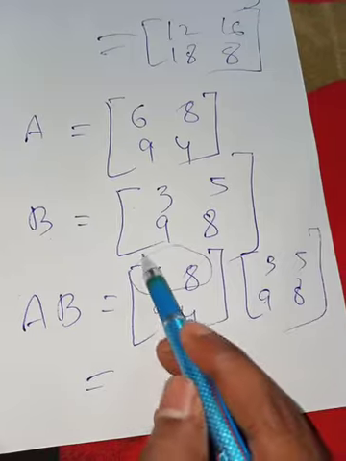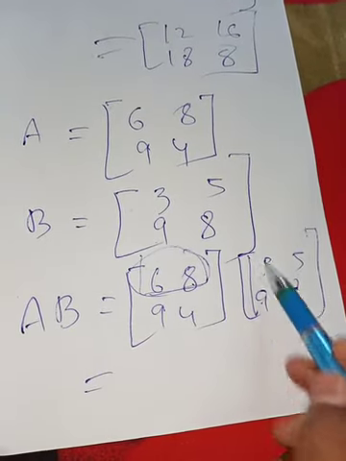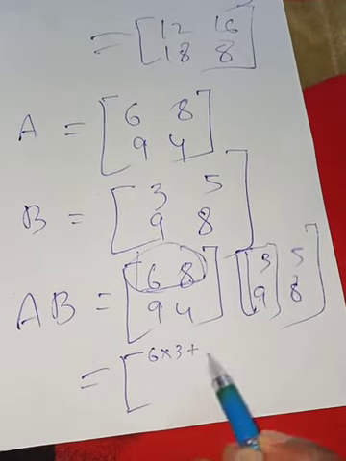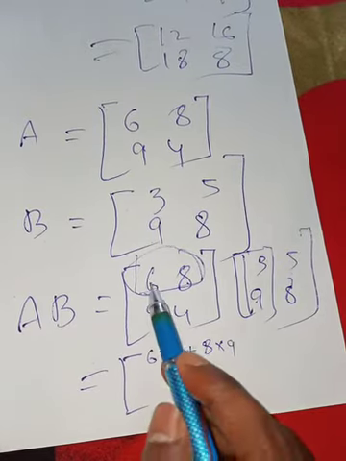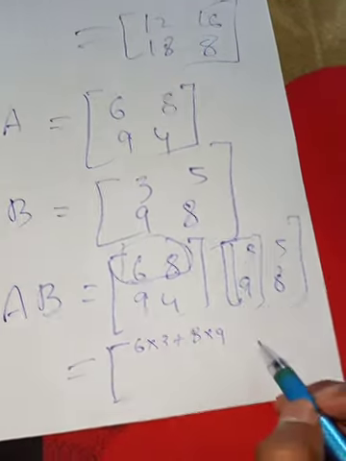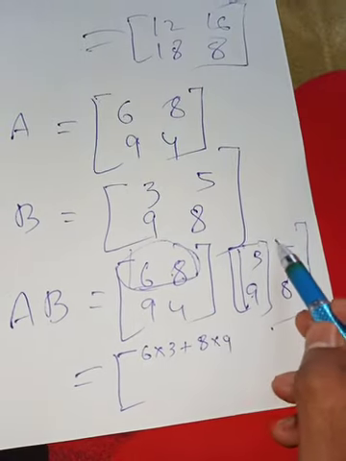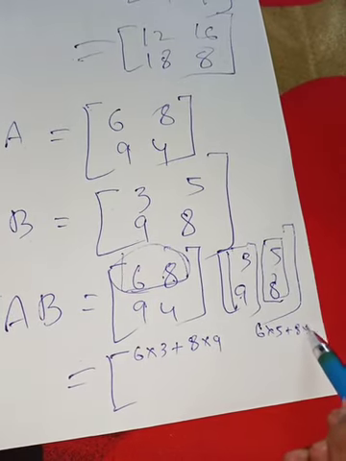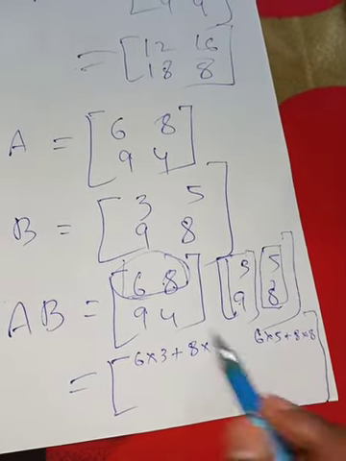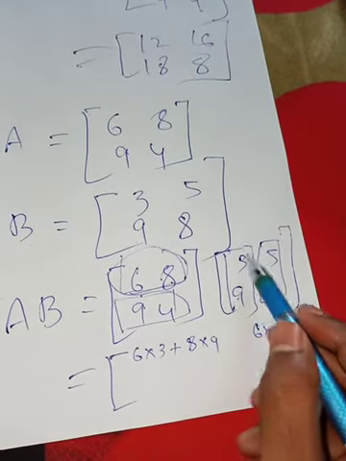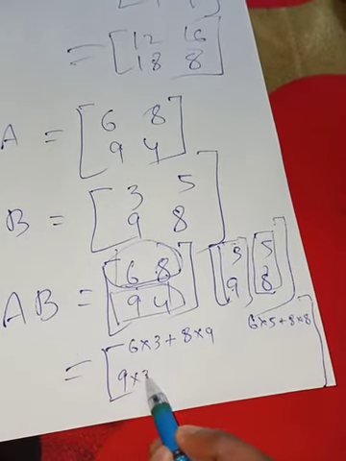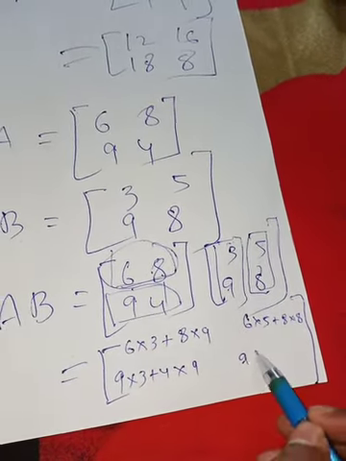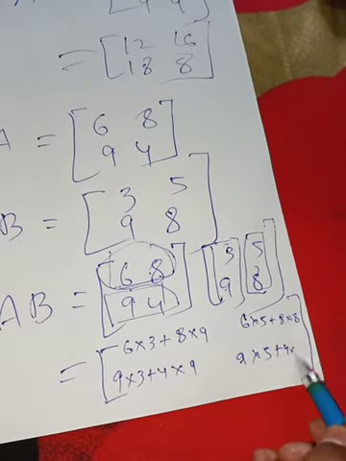You have to multiply the first row with that column. That means 6 into 3 plus 8 into 9. In the same row but next column, that is 6 into 5 plus 8 into 8. Next row, first column, that means 9 into 3 plus 4 into 9. Next, 9 into 5 plus 4 into 8. This is the procedure.